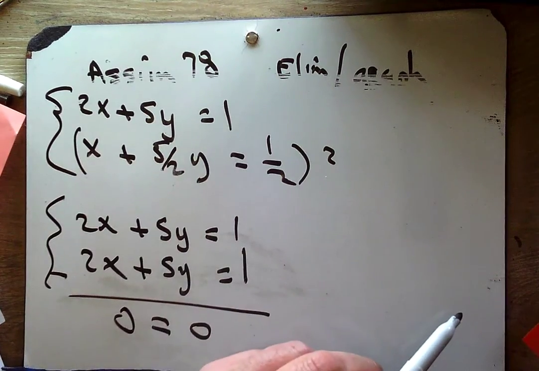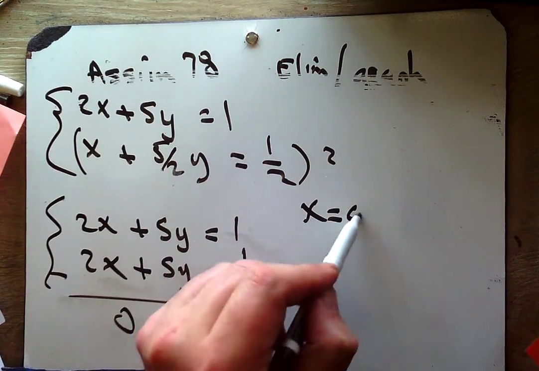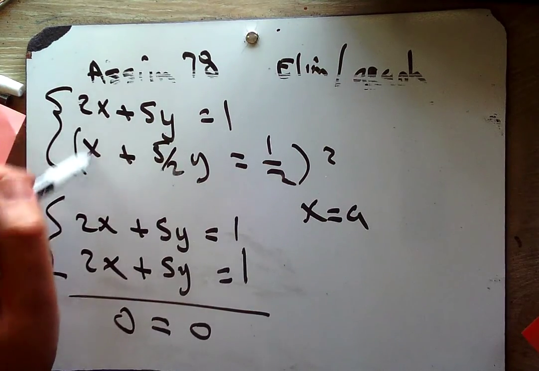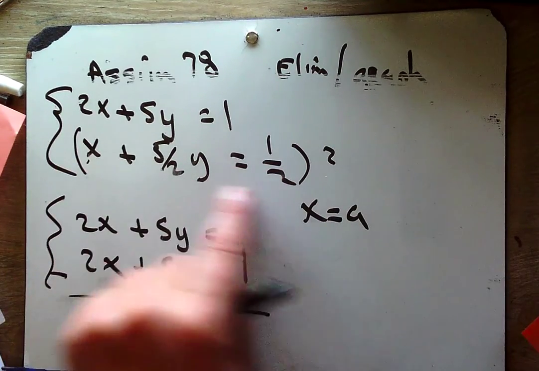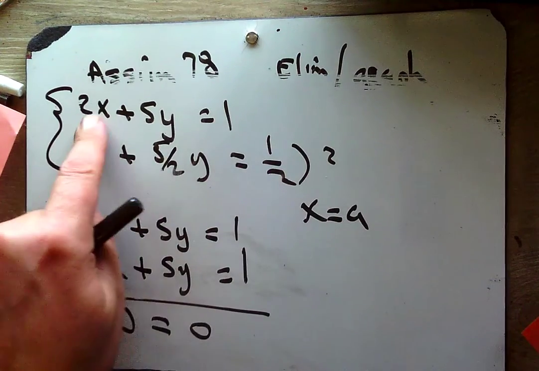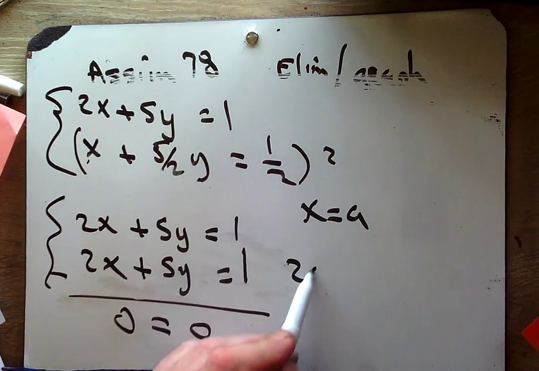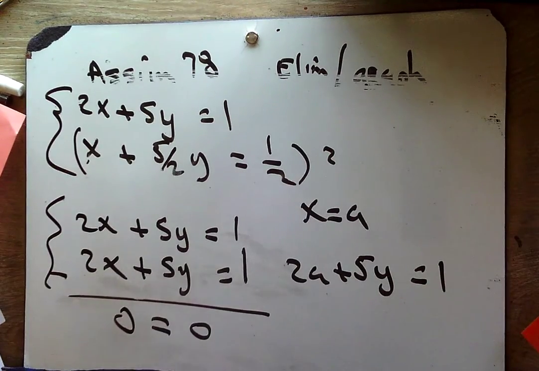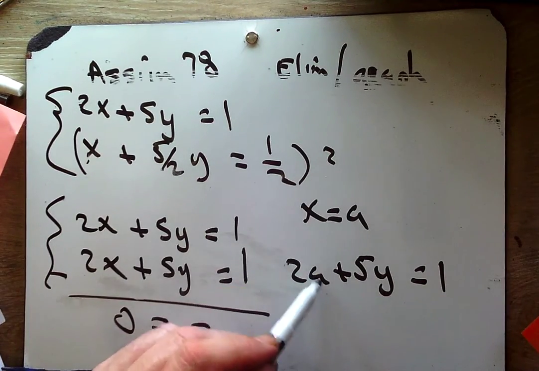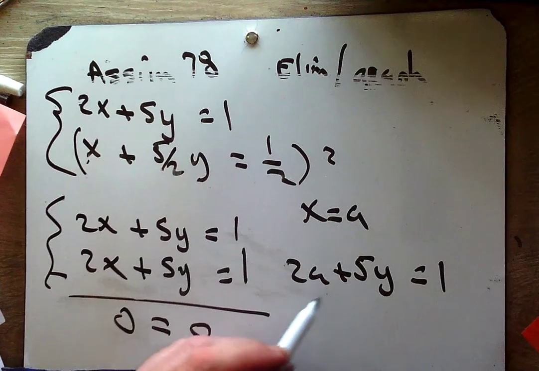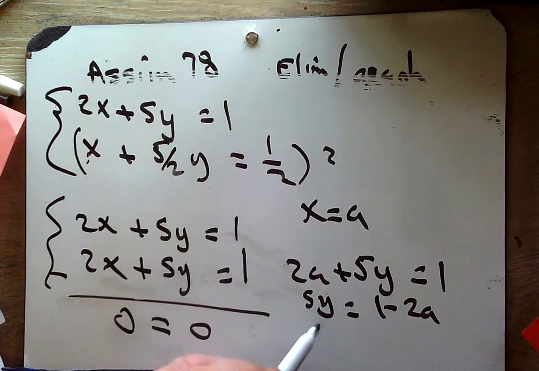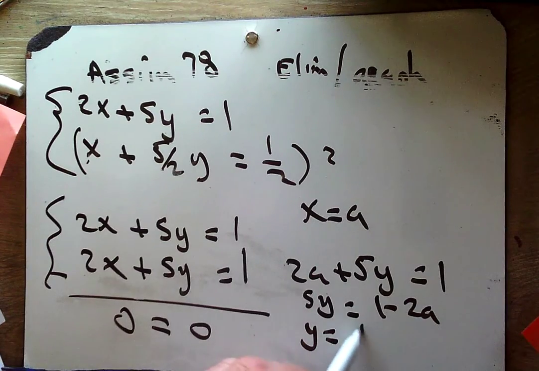Okay, welcome back. So remember, x equals a, and we plug x equals a into either equation. I don't want to play with the fraction, so I'm going to plug that in there. I'm going to have 2a plus 5y equals 1. And then I was directed, once I plug that in, to solve for y. So I'm going to have 5y equals 1 minus 2a, or y equals 1 minus 2a over 5.